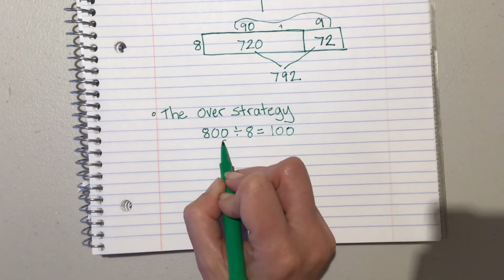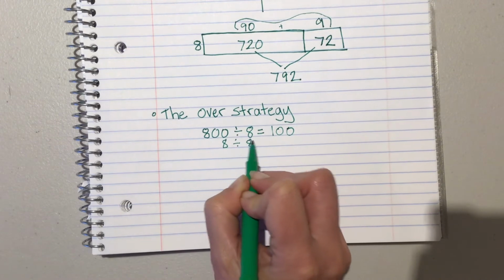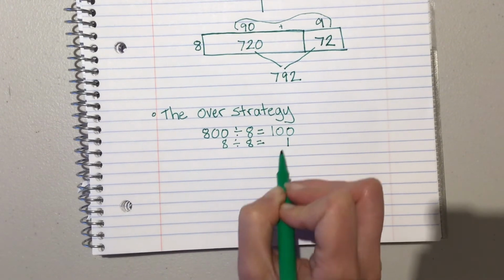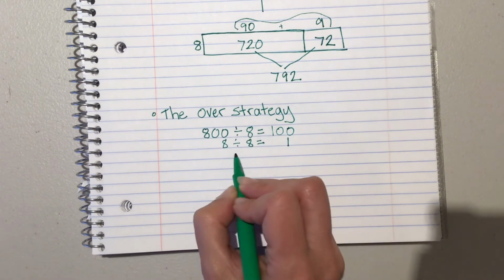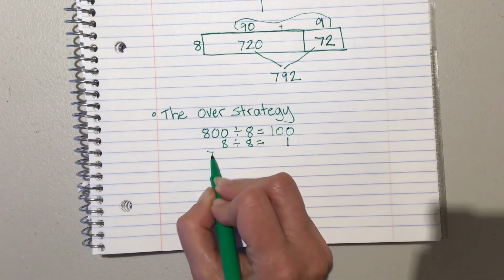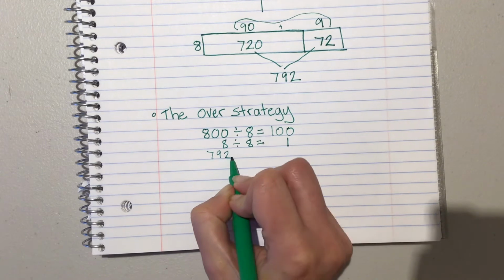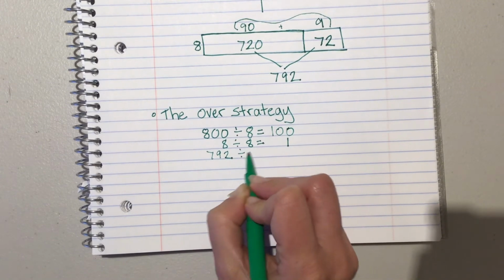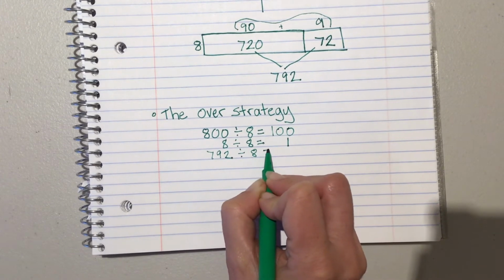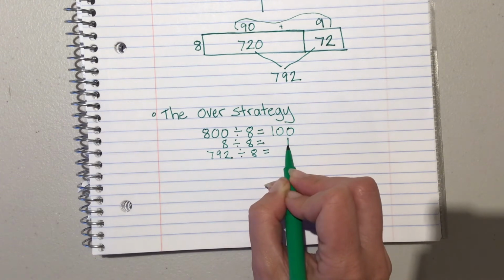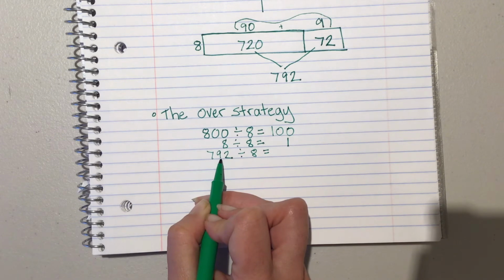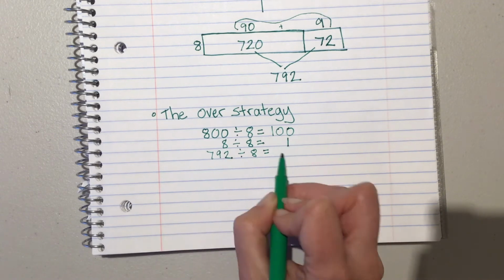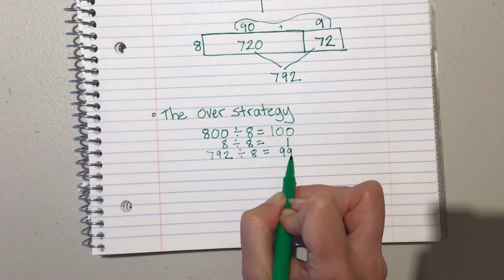8 divided by 8 equals 1. So we know that 792 divided by 8 equals 100 minus 1, because 800 minus 8 is 792. So 100 minus 1 is 99.